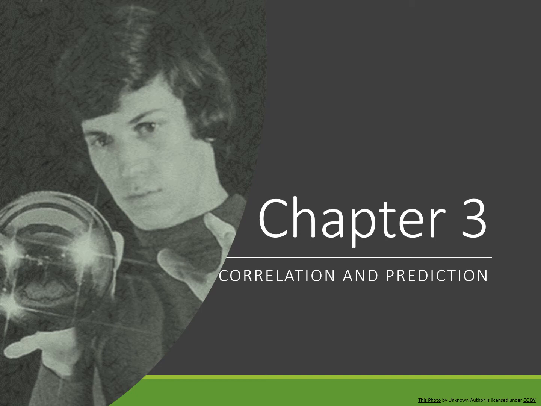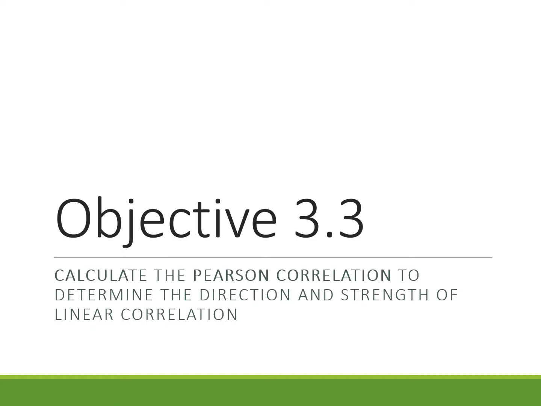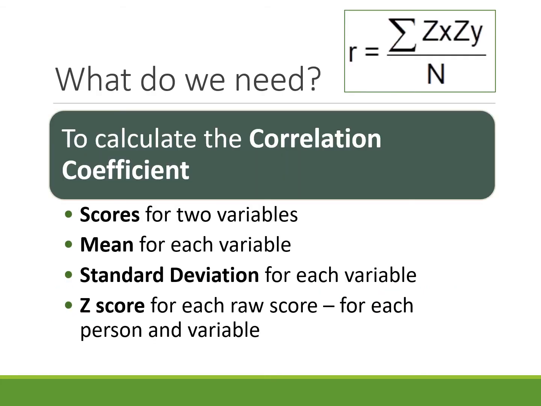This is the lecture for Chapter 3, Part 2. We're going to go clearly over the correlation formula to make sure that you understand it. So let's start with Pearson correlation and how to calculate it so that we can determine the direction and strength of the linear correlation. So what do we need?